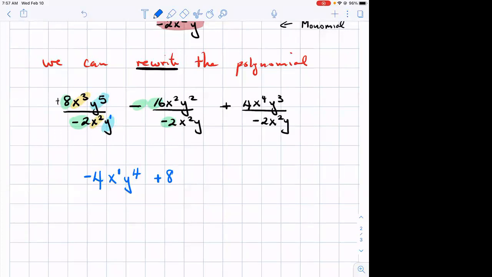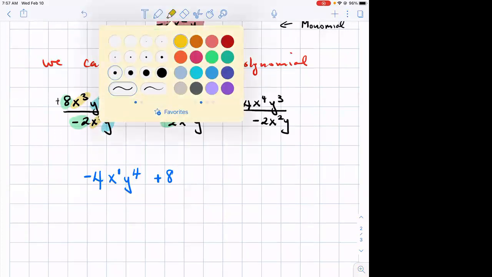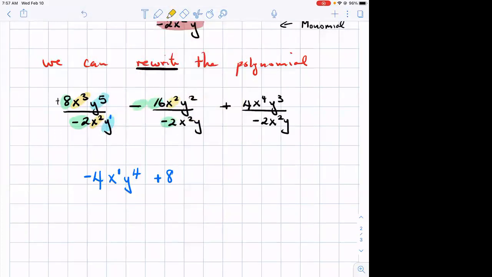Now, pay attention to what will happen here. Okay? X squared, x squared. So we can either rewrite this as x to the 0, because 2 minus 2 is 0, and then y to the 1, because 2 minus that invisible 1.